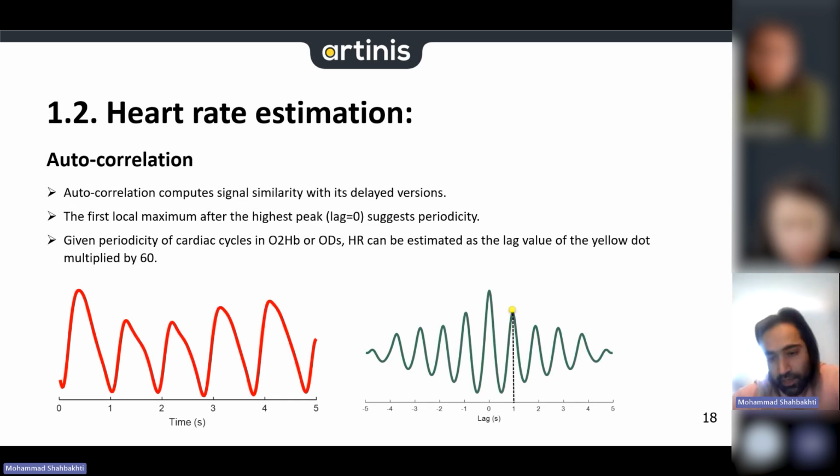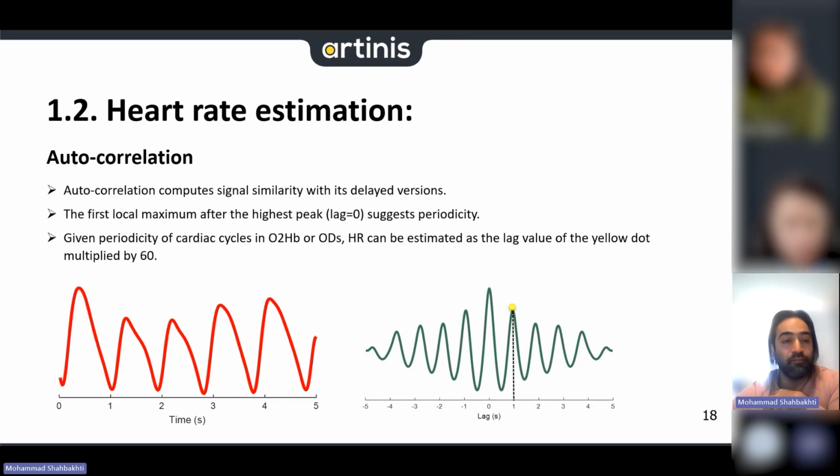So you can see that when lag is 0, the first local maximum after that can indicate the heart rate. So we can use autocorrelation for estimation of heart rate, which is also the case here. We have 5 cardiac cycles in 5 seconds, so the heart rate is 60 beats per minute. And now we have it as 1. If you multiply 1 by 60, it's going to be 60 beats per minute.